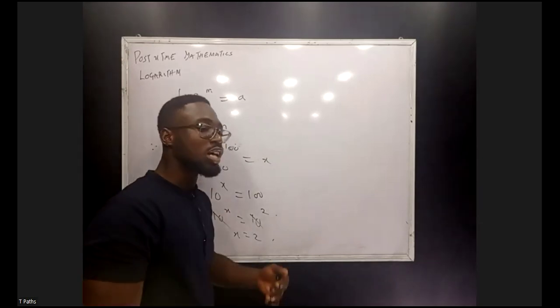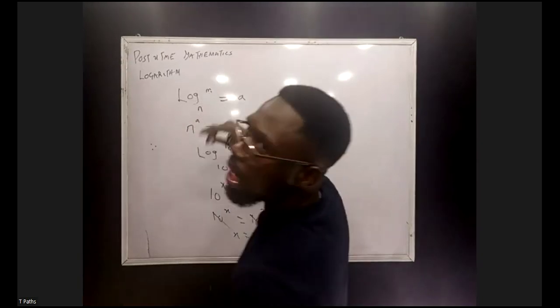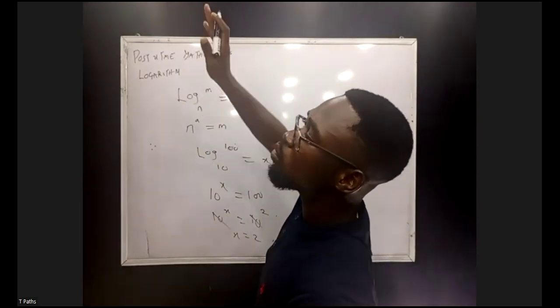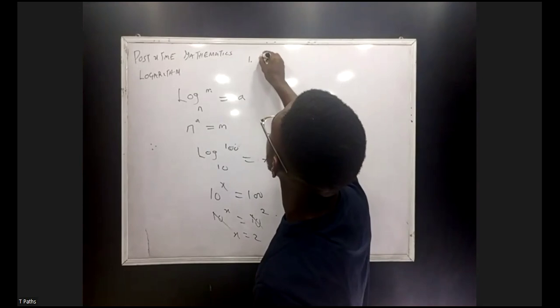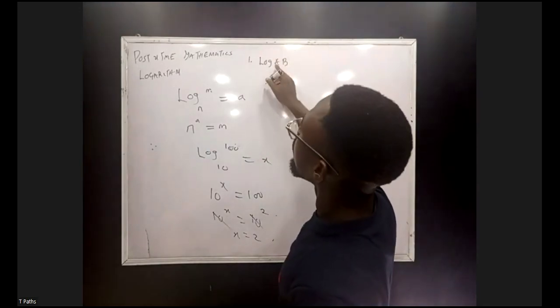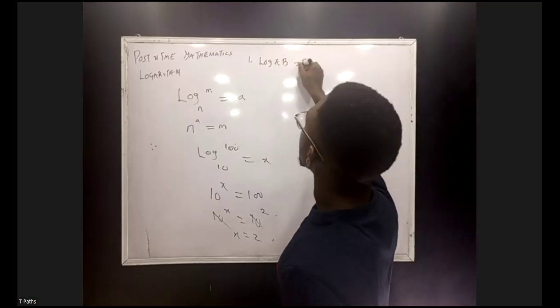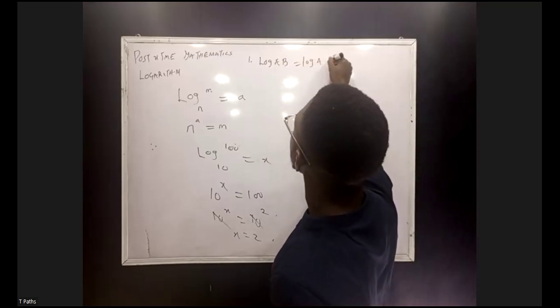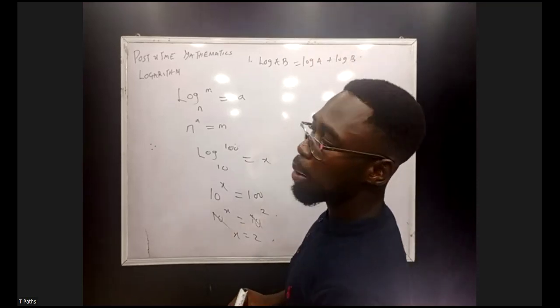Now, how do we start solving problems under logarithm? We are going to apply the rules that govern logarithm, and these rules are similar to the rules that also govern indices. So let's look at some of the rules. We have, let's say, log AB, that is the logarithm of a number A multiplied by a number B, will give me logarithm of A plus logarithm of B. Am I making sense?